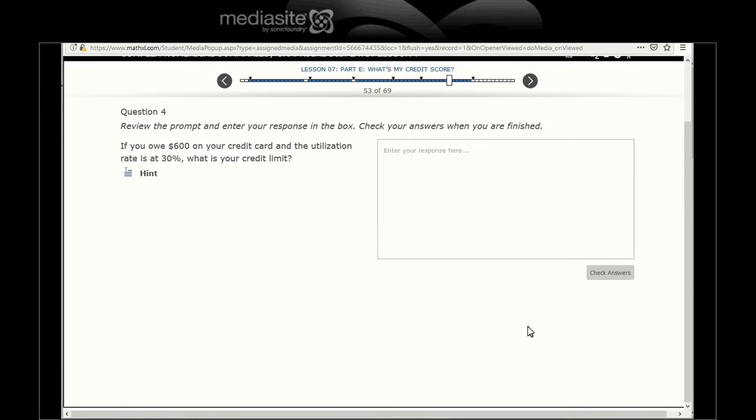Okay. You owe $600 on your credit card, and the utilization rate is 30%. What is your credit limit? So again, utilization rate, decimal equivalent, it's going to be what you owe over your limit.